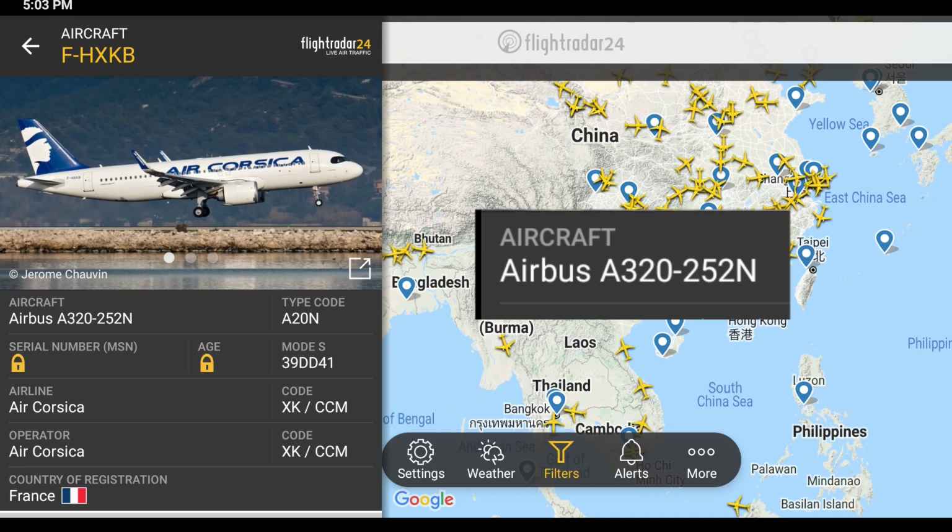Now let's see some examples. First, A300-601. Here A300 is aircraft name, 6 is version, 0 indicates GE Aviation is the engine manufacturer, and 1 is engine version, which is CF6-80C2A1.